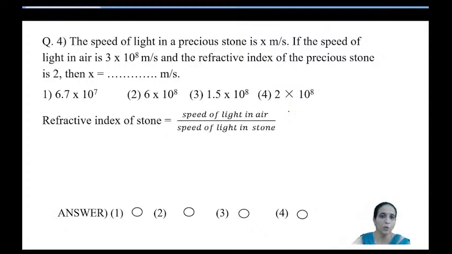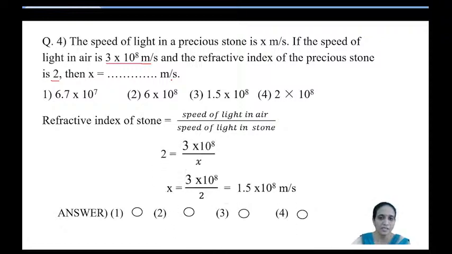Refractive index of the stone is equal to the speed of light in air upon the speed of light in the stone. Over here, the refractive index is given to us as 2. Speed of light is given to us as 3 into 10 raised to 8 meter per second. We'll put the values in this and we get the final answer as 1.5 into 10 raised to 8 meter per second. So the correct option that you are going to select is the third option, 1.5 into 10 raised to 8.